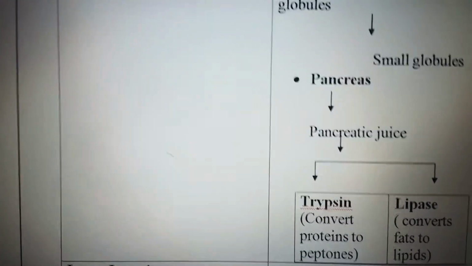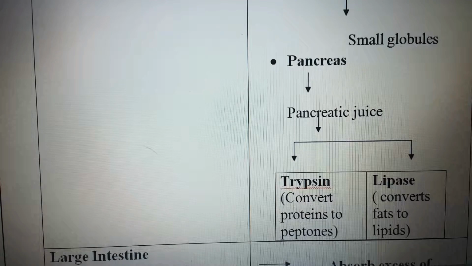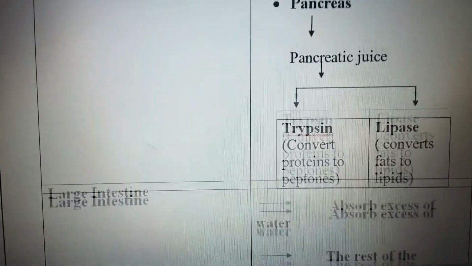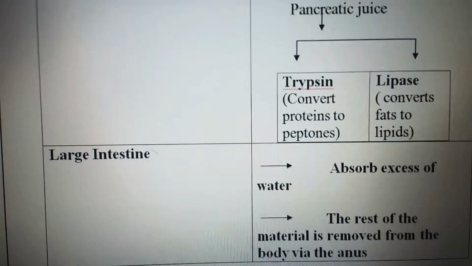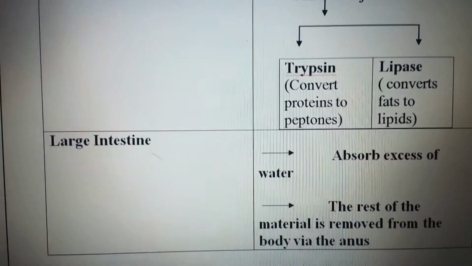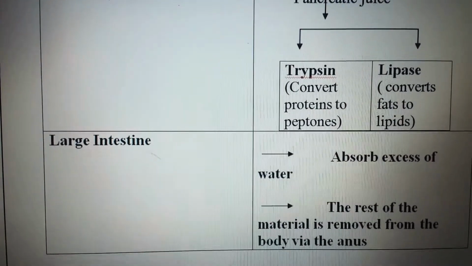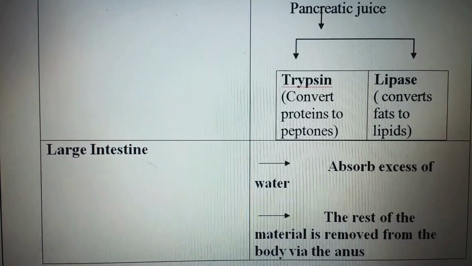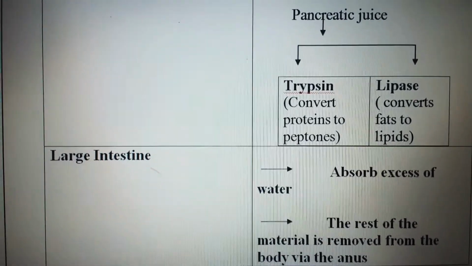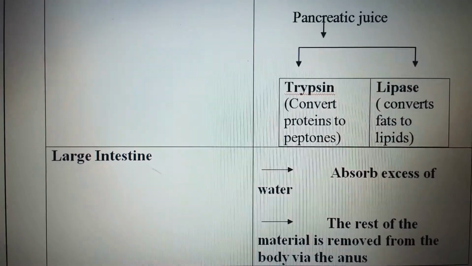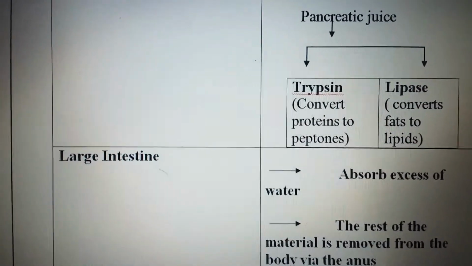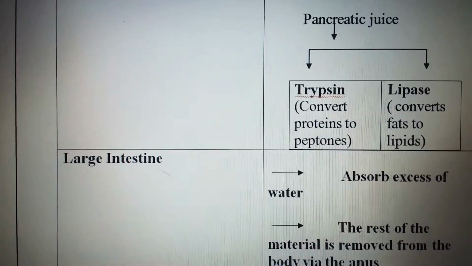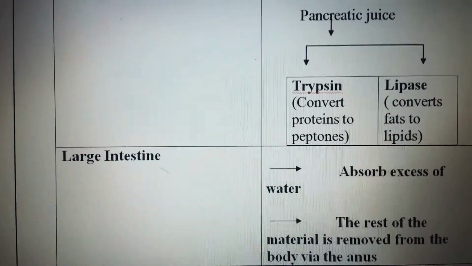After this, the food is moved to the large intestine for the absorption of excess water. The excess water is then absorbed in the large intestine, and the rest of the food material is then removed from the body via the anus, where the waste material is ejected.